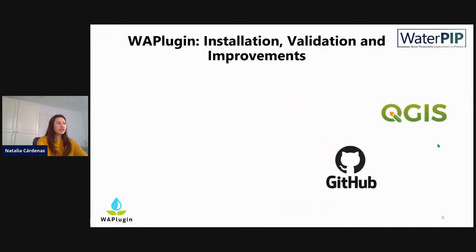Let's continue with the installation, validation, and improvements. For the installation, it can be done by cloning the WAPlugin GitHub repository for now, because the idea is to include it in the QGIS list. But for now it's in this way. In a few days it will be available in the QGIS plugin list.